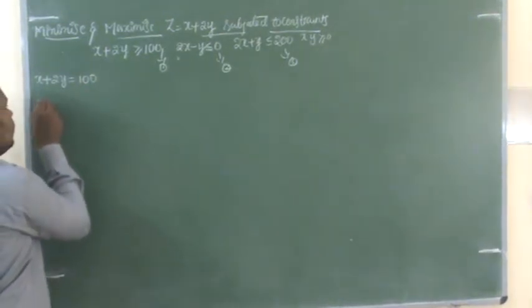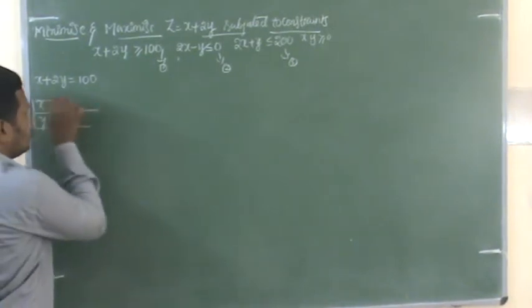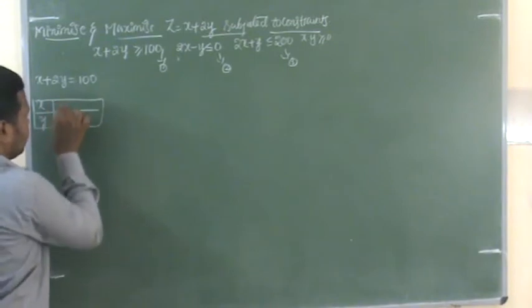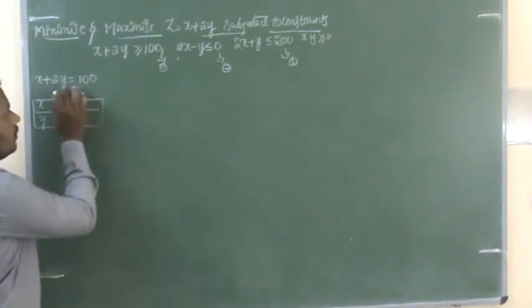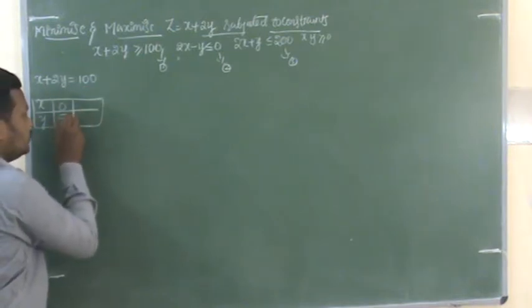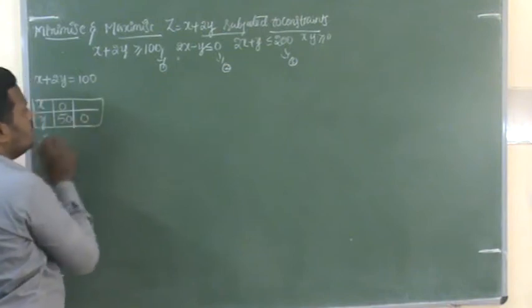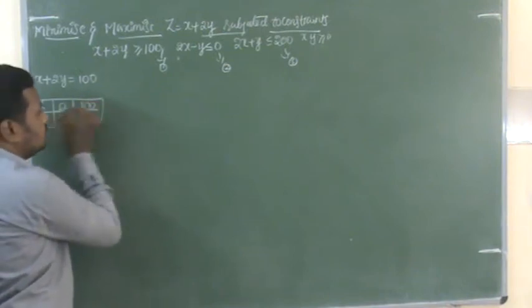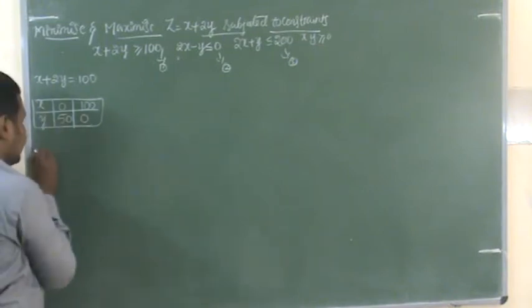Now, x and y. When x is equal to 0, what is the y value? The y value is 50. And when y is equal to 0, the x value is 100. Okay.